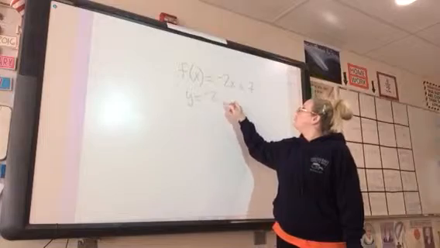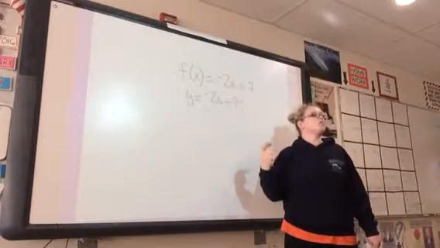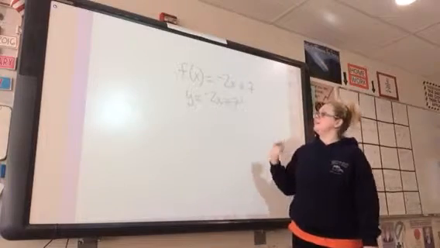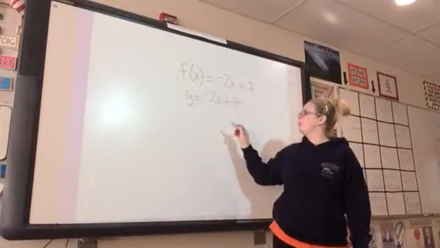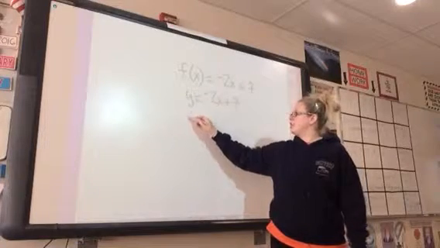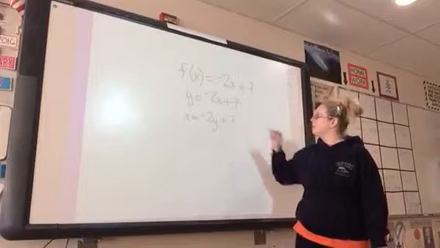Now, if we already had y equals -2x plus 7, we just wouldn't do that step. Okay, then the second step. Josh? Switch the variables. Yes, switch the variables. So x equals -2y plus 7.